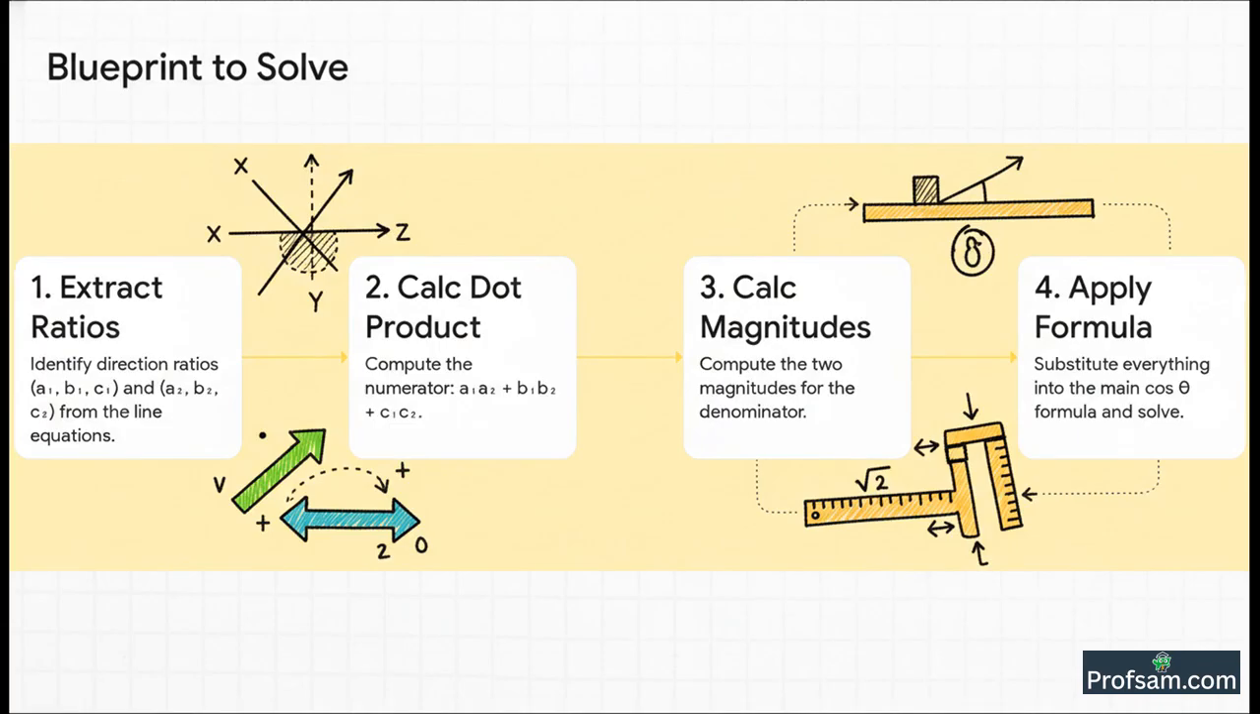First, you look at the equations of the lines and just pull out their direction ratios. Your A1, B1, C1, and your A2, B2, C2. Step 2, calculate the dot product for the top part. Step 3, calculate the 2 magnitudes for the bottom part. And finally, step 4, just plug everything into our main formula and solve. That's it. 4 simple steps, you'll get the right answer every single time.